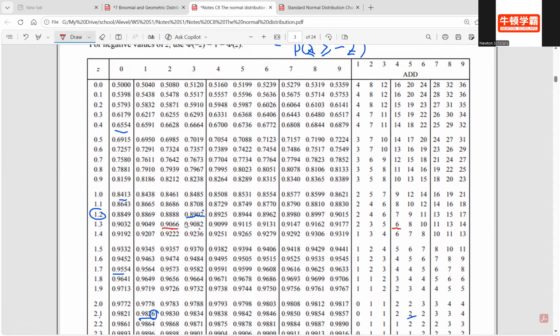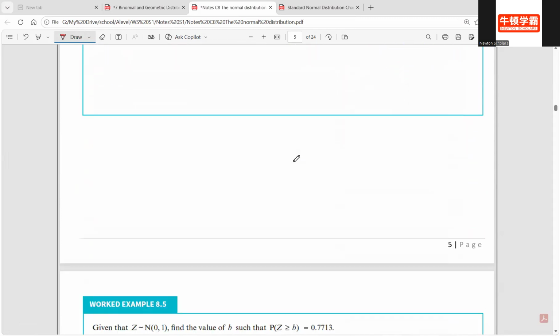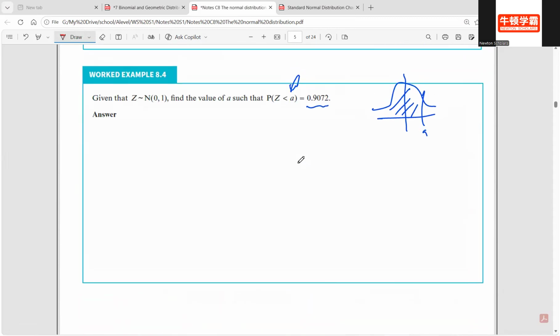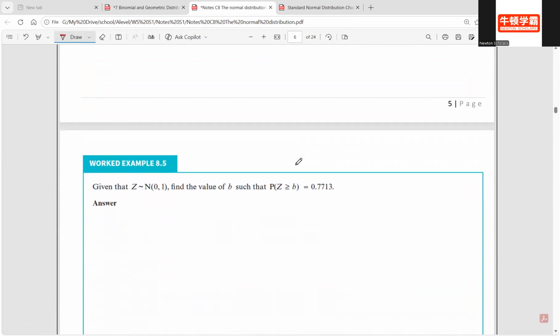So how do you read? You read from here. You read from the top here. So my answer will be 1.324. So the A will be 1.324 from the table. You straight away read it. Now we go for the next one.